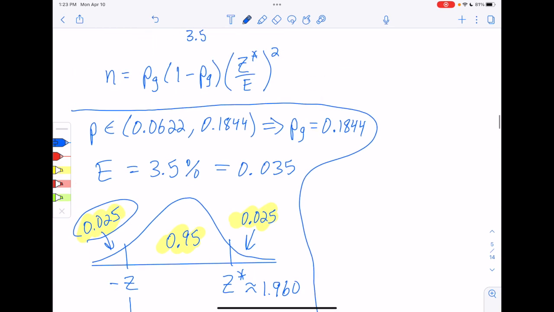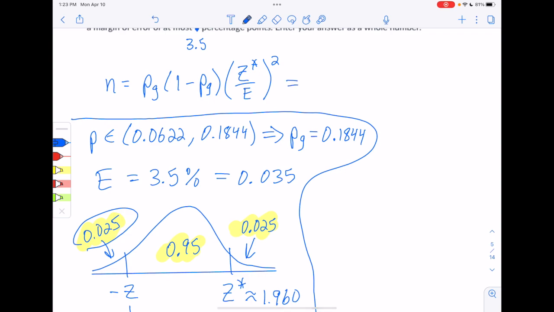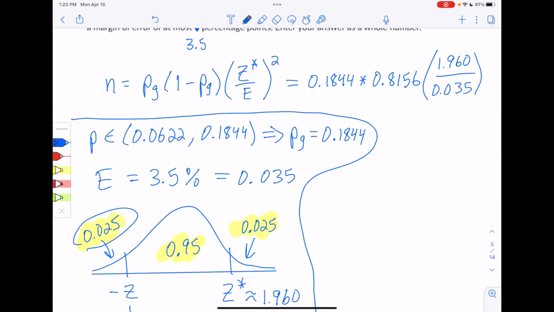Now let's go back and start plugging in. For our guess at p, we're going to use 0.1844 times 1 minus that, which would be 0.8156. Then we're going to multiply that times our Z star, 1.960, divided by the margin of error they asked for in decimal form, 0.035, and then square that. And then we'll go to the calculator and see what we get.